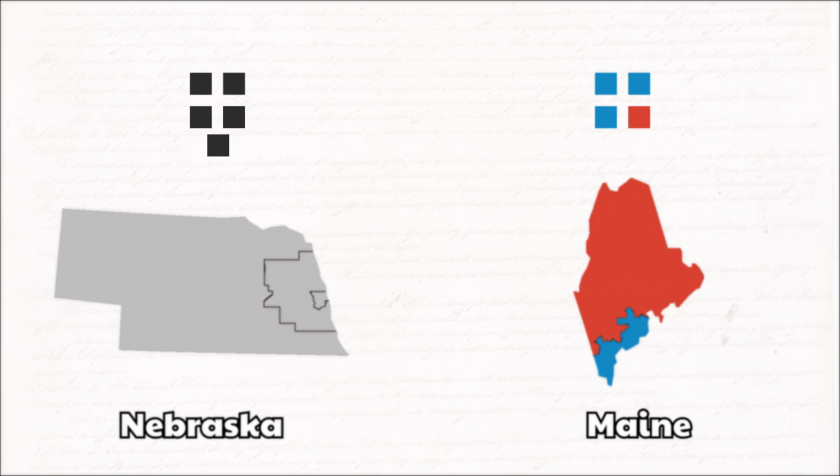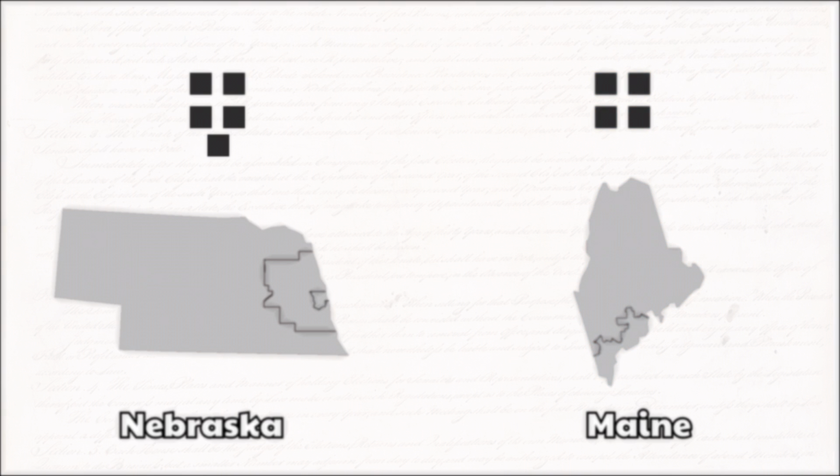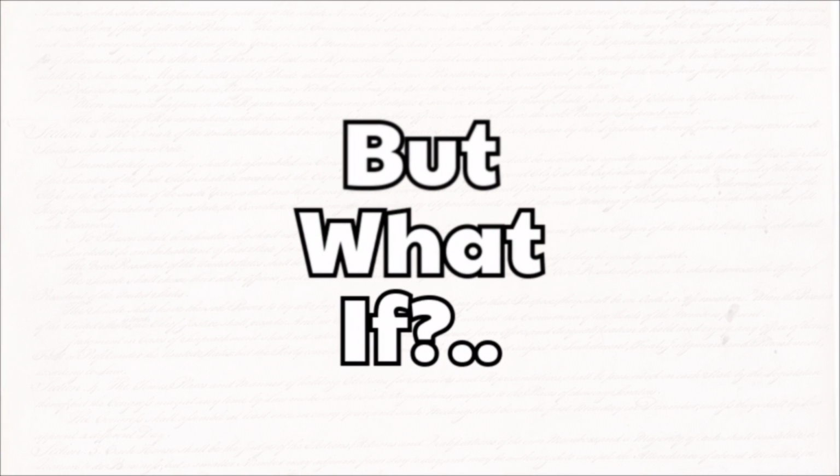Had Maine not used the congressional district method and instead the winner-take-all method, Clinton would have won all of Maine's 4 electoral votes, and the presidential election would have swayed 1 more point to Clinton that year, but the entire result of the election would not have changed. As of the making of this video, both Nebraska and Maine split up their electoral votes in the 2020 election, with Maine giving 3 to Joe Biden and 1 to Donald Trump, and Nebraska giving 4 to Donald Trump and 1 to Joe Biden. But what if more states used the congressional district method?